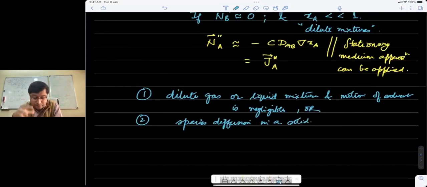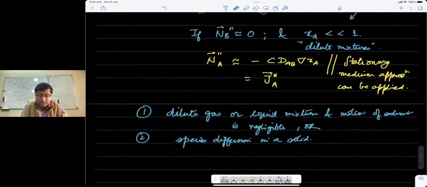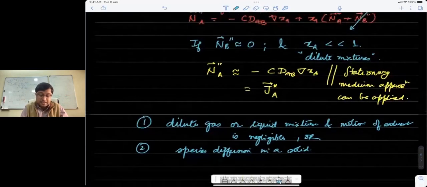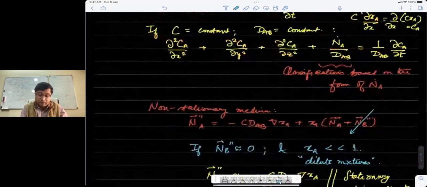So when you have a solid membrane and something is diffusing through the solid membrane, then this is quite easy to apply, because the solid is anyway not moving, even though it is there. Okay. All right. So now for this, let's say we have a stationary medium. Somehow one of these cases is applicable for us, and we want to solve this differential equation.